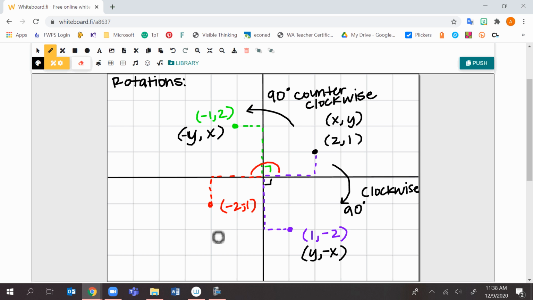So when we write this, we know that the rule should be keeping my x and y in the same place. However, we are changing the signs of both of them. And that is all of our rules for our rotations. Make sure you capture these in your notes for the different rules. If you have any other questions, you can always contact me.